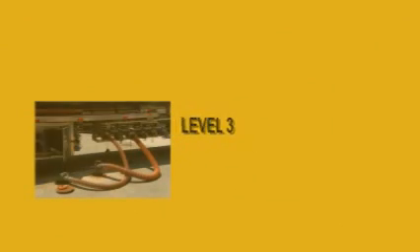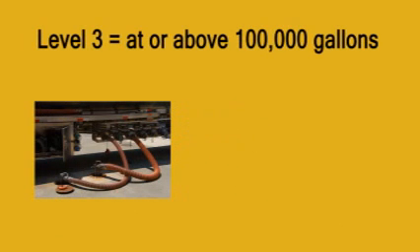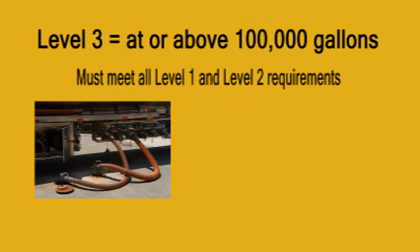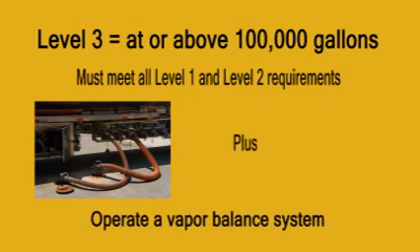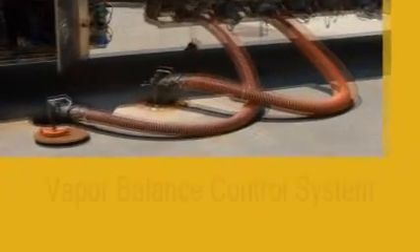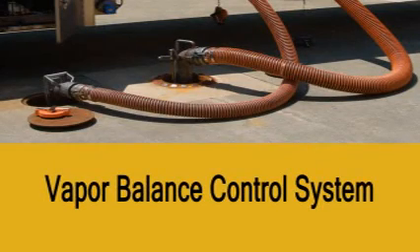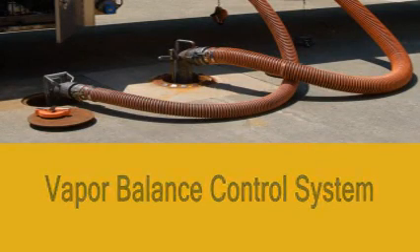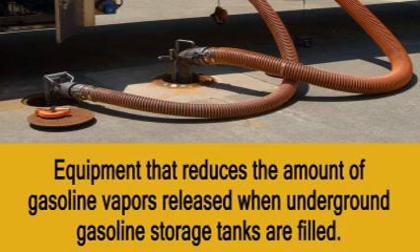Level 3. The largest facilities, those with a monthly throughput at or above 100,000 gallons, must meet all Level 1 and 2 requirements we have just discussed, plus operate a vapor balance system. Before we get into the specific criteria options, let's cover what vapor balance equipment does. In the simplest of terms, a vapor balance control system is equipment that reduces the amount of gasoline vapors released when the underground gasoline storage tanks are filled.